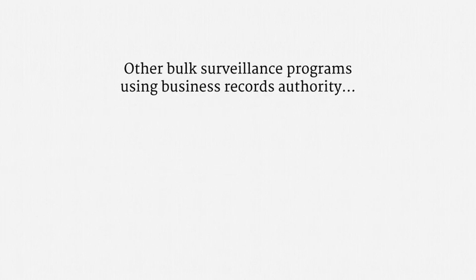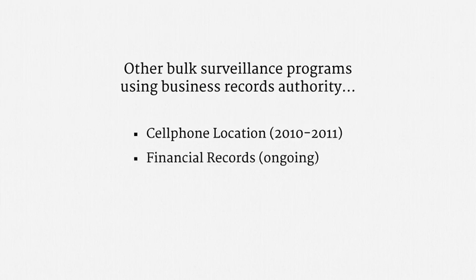There have been other domestic bulk surveillance programs using the FISA Business Records Authority. In what it dubbed a test trial, the NSA collected bulk cell phone location information between 2010 and 2011. There is also a program under which the CIA collects bulk domestic financial records. That's ongoing, and very little is known about it. And of course, there certainly could be other programs that just remain classified.